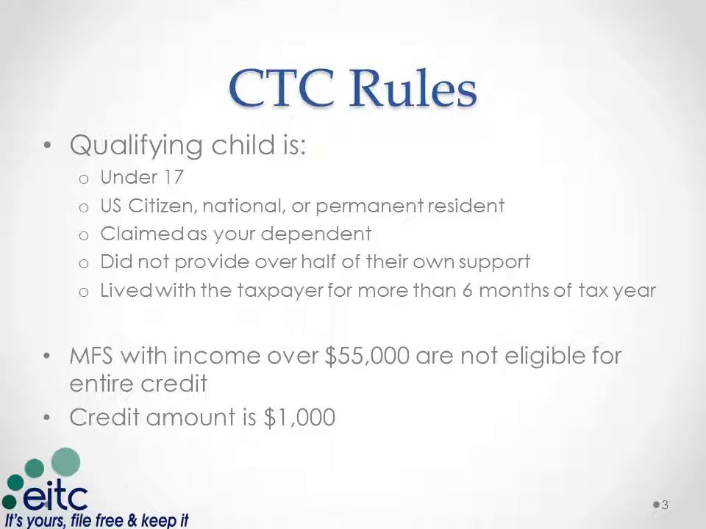The qualifying child has to be a U.S. citizen, a national, or a permanent resident. The qualifying child has to be able to be claimed as your dependent if you're taking the child tax credit, which means that they're not providing more than half of their own support and they lived with the taxpayer for more than 6 months out of the year.